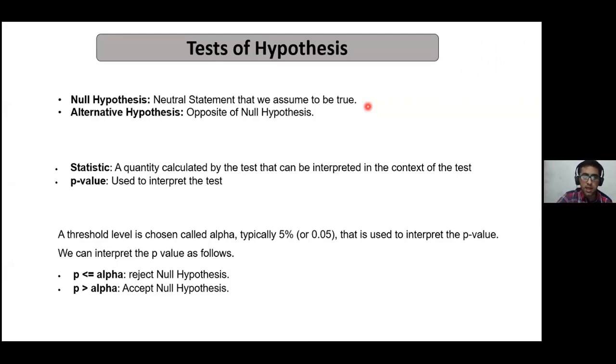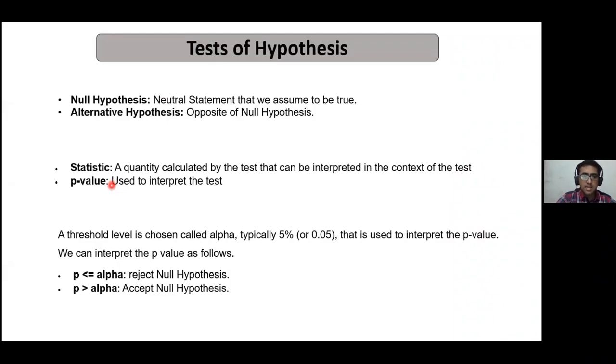And the alternate hypothesis is a statement just opposite to that. Our objective is to try to prove the null hypothesis false. With the given data, the null hypothesis can turn out to be true or it can turn out to be false. So our main objective is that the null hypothesis can be rejected or accepted given the data. It's just a neutral statement that we make.